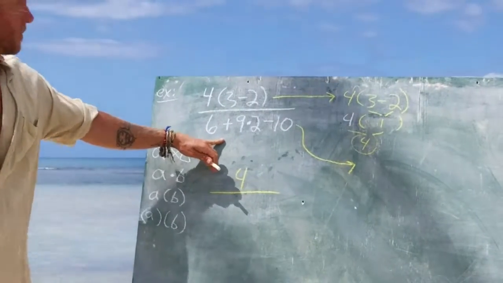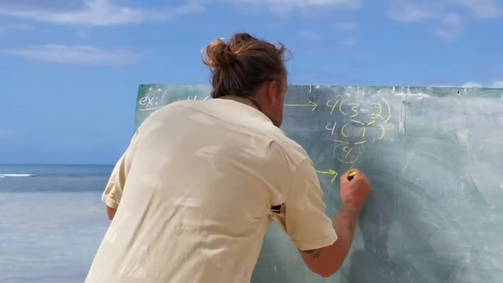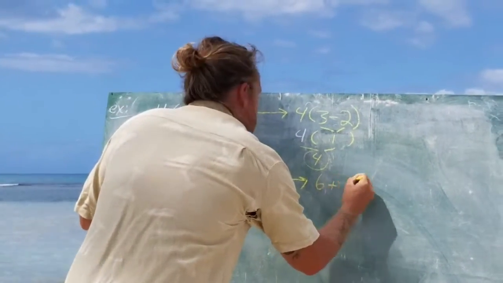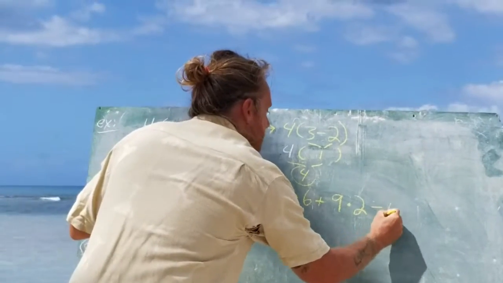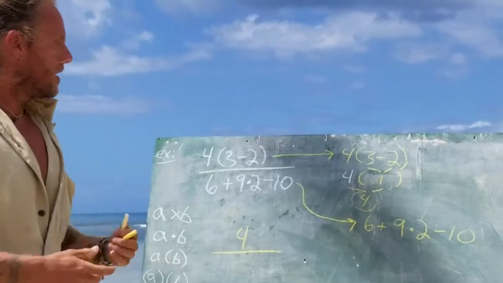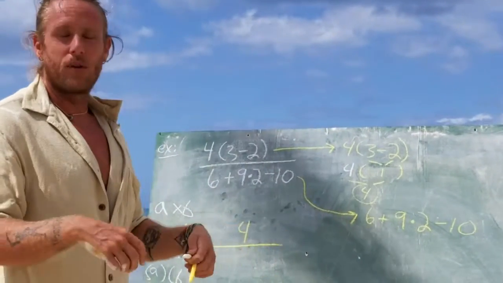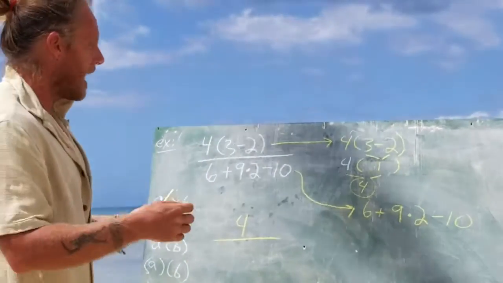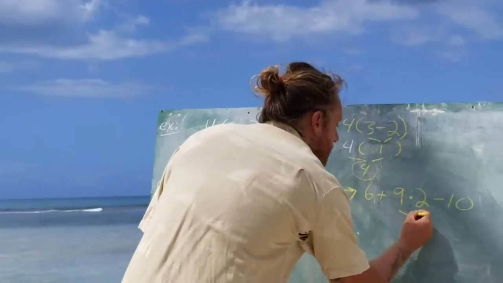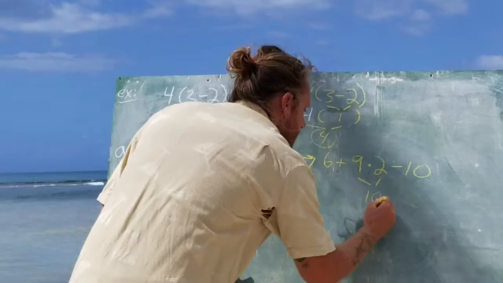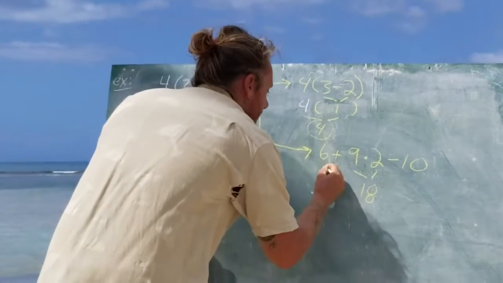Now let's simplify our denominator. So let's rewrite that. 6 plus 9 times 2 minus 10. All right, there are no grouping symbols, so when we do multiplication and division, do we have any of those? Addition, multiplication, right there. So 9 times 2 is 18. Bring everything else down.